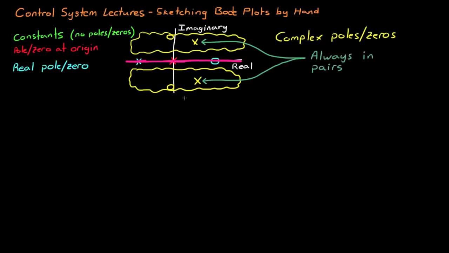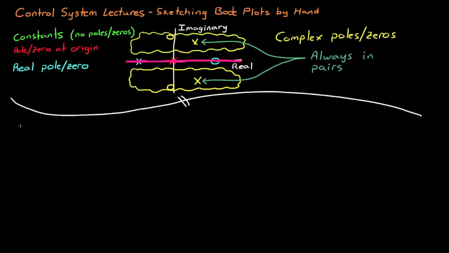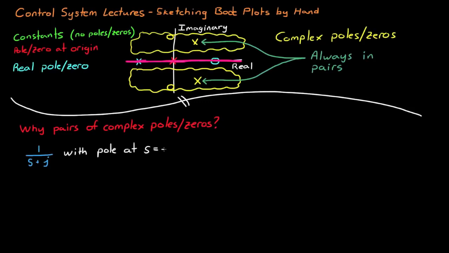So why a pair and not a single complex pole or zero? Well, I'm glad you asked. Let me explain it this way. A transfer function with a single complex pole might look something like this: 1 over s plus j. And this function has a single pole at s equals minus j. And mathematically, this is a perfectly legitimate transfer function.